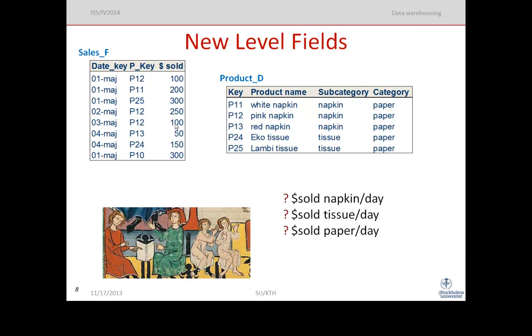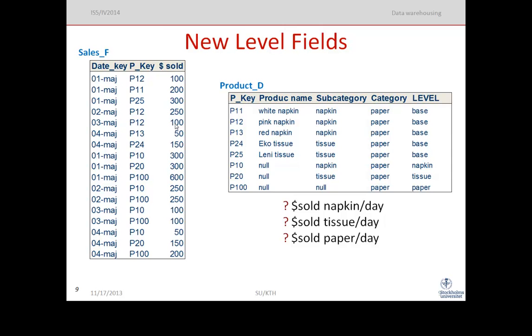So if we have three queries, sold napkin per day, sold tissue per day, and sold paper per day, then we need to make summarizations in the application tool. If we have 1 million rows, then those summarizations will take some time, and we want to fix everything as quickly as possible. People's attention span is very short, and you have only a few seconds. I've heard different numbers, but it's like 7 or 8 seconds before people start to lose patience. So you need to be very efficient to create a tool and a query that is sufficient. So what you do here is you add this level field.